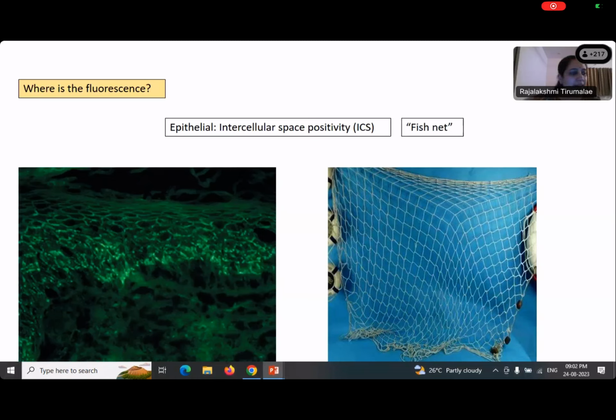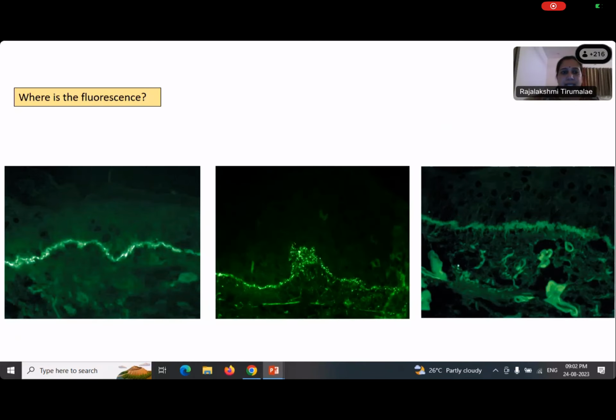And this fishnet pattern is characteristic of which disease? Where do you see this? In pemphigus, not just vulgaris. In all types of pemphigus, you see the fishnet pattern. Now here, in this case, where is the fluorescence? Where is the location of the fluorescence? Yes, it is at the basement membrane zone, or the dermoepidermal junction.